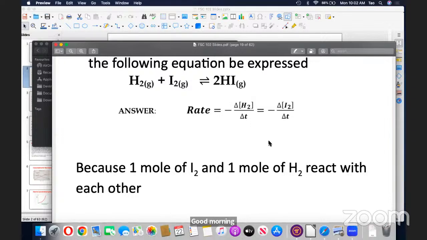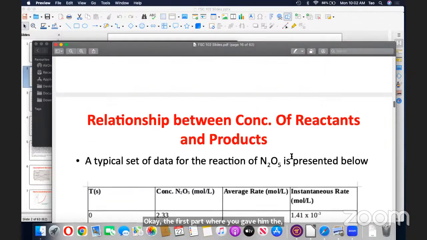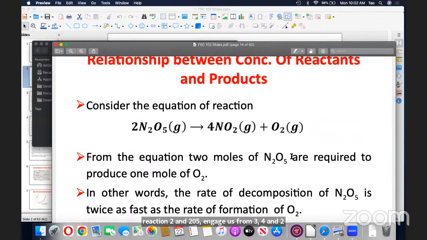Okay, sir. The first part where you gave the equation, the reaction 2N2O5 in gaseous form to give 4NO2 plus O2 in gaseous form. I said, yes, there are 2 moles of N2O5 that react to produce 4 moles of NO2 and O2 gas, but you use O2 for the rate of the decomposition. Is it that the species that has the smallest mole number is the one we always use for the rate of reaction? Because at the end, that's your gold standard. The one with the lowest is actually the one that you get to use eventually.